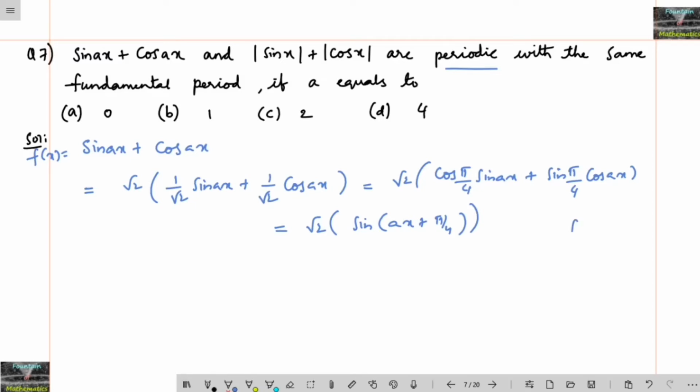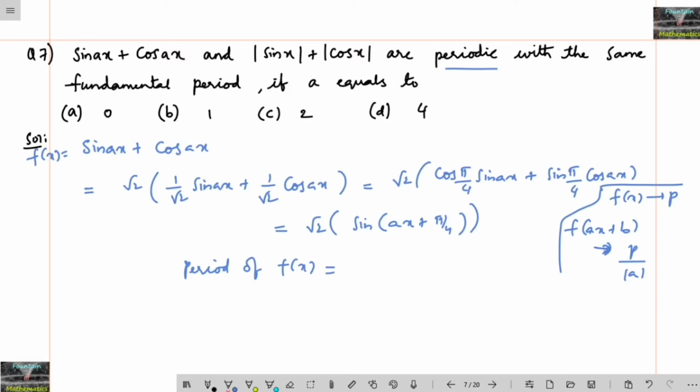So this is in the form of f of ax plus b, and we know if the period of the function f of x is p, then the period of the function f of ax plus b is nothing but p divided by mod a. So this is the period definition, and in this case the period of f of x is p. The period of sin x is 2 pi, so we can go with 2 pi upon mod a.